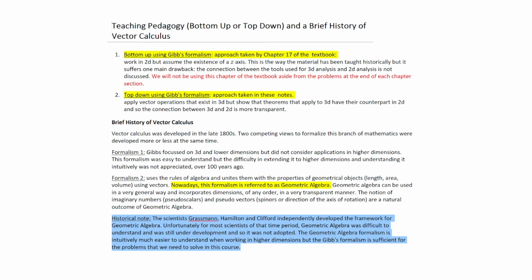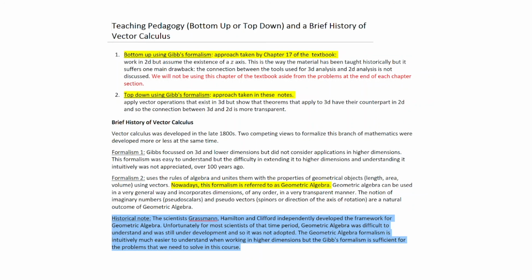But then there are two different ways to look at this. If we're going to use the Gibbs formulation, which is perfectly okay if we're dealing with 2D and 3D, we have a problem, because the book basically works in 2D, but assumes the existence of a z-axis. So to some extent, there's an inconsistency in the argument, and this has always been the concern, that you had to do workarounds to make things happen. That we call the bottom-up approach.